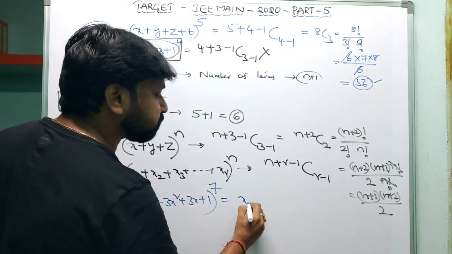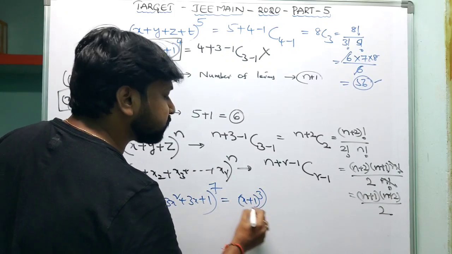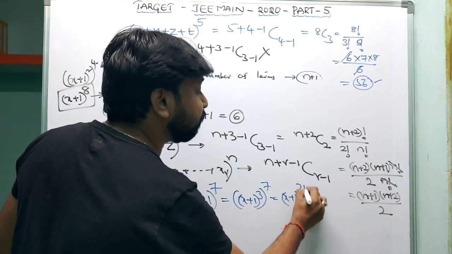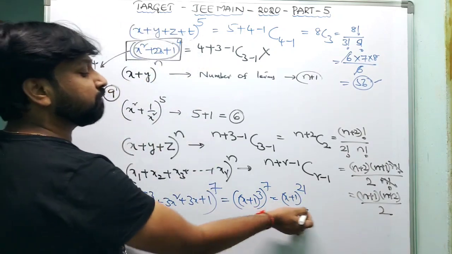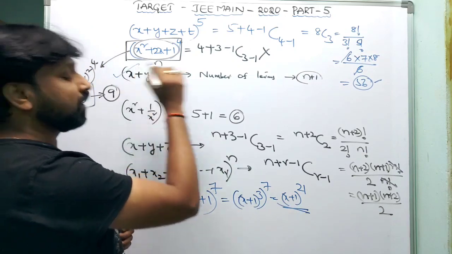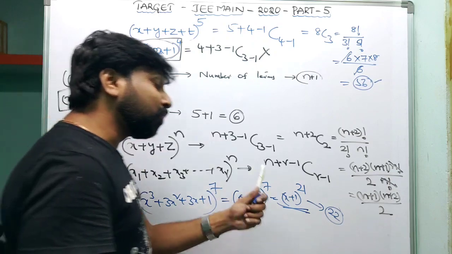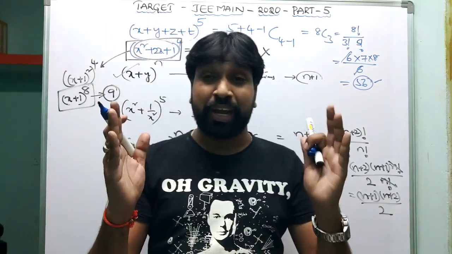This is nothing but (x plus 1) whole cube, whole power 7 is given. That is (x plus 1) whole power 21. Whenever it is of the form (x plus y) whole to the power of n, you can evaluate the total number of terms very easily. The total number of terms is nothing but 22.